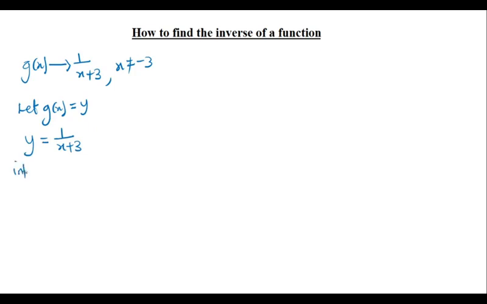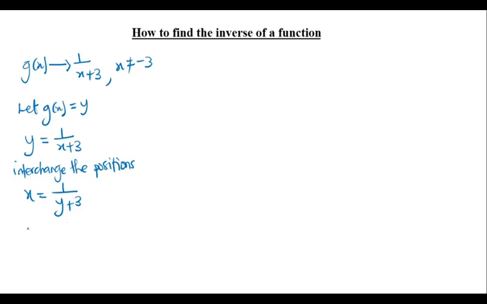Now that we have this, we interchange the positions of the variables that we have. So wherever we see y, we put x there. Wherever we see x, we put y there. So this whole equation becomes x is equal to 1 over y plus 3. So from here, we simply go ahead and solve for y, or we make y the subject to get our inverse of function.